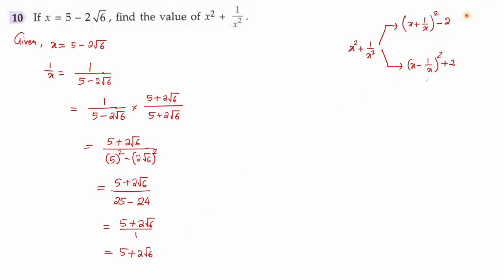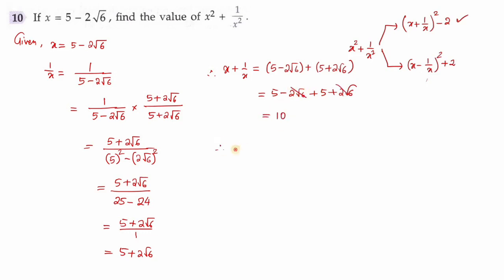Now let me use the first formula. We will first find what is x plus 1 by x. So x plus 1 by x is equal to, x is 5 minus 2 root 6, plus 1 by x is 5 plus 2 root 6. So we have 5 minus 2 root 6 plus 5 plus 2 root 6. Something gets cancelled, and that is this one. 5 plus 5 is 10.